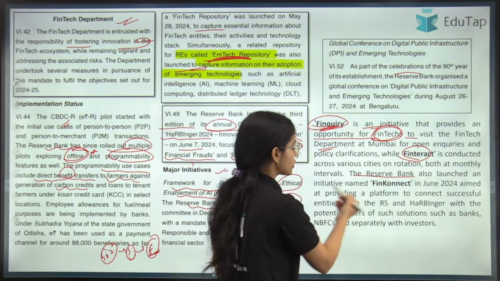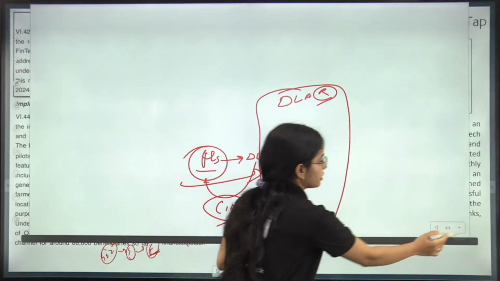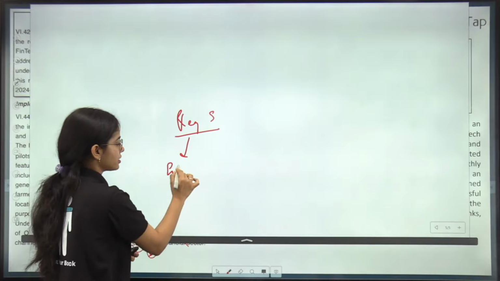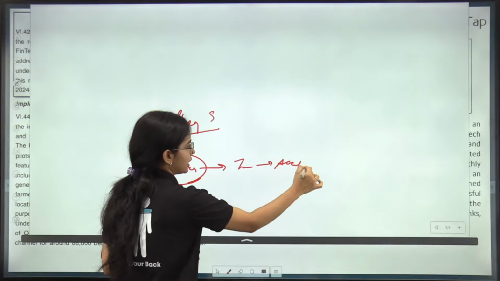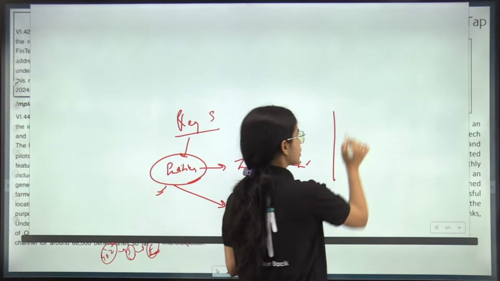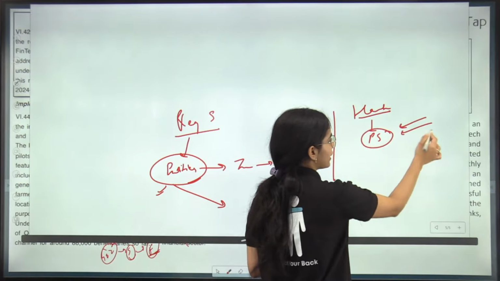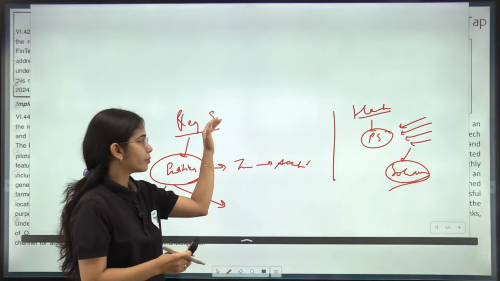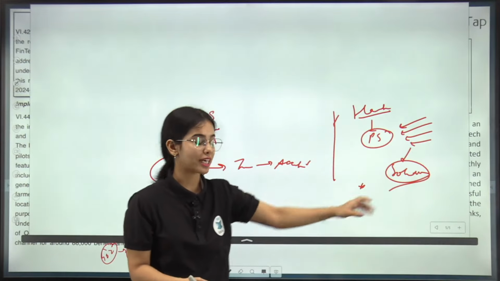The Reserve Bank also launched an initiative named FinConnect. In the FinConnect, what happens? See, there is the regulatory sandbox. Under the regulatory sandbox, there are certain entities whose innovations are accepted, and these innovations can be made public later on. Under the Harbinger also, it is said that these are the problem statements and the entities can develop solutions. So certain solutions have been developed under the regulatory sandbox, and certain solutions have also been developed under the Harbinger.